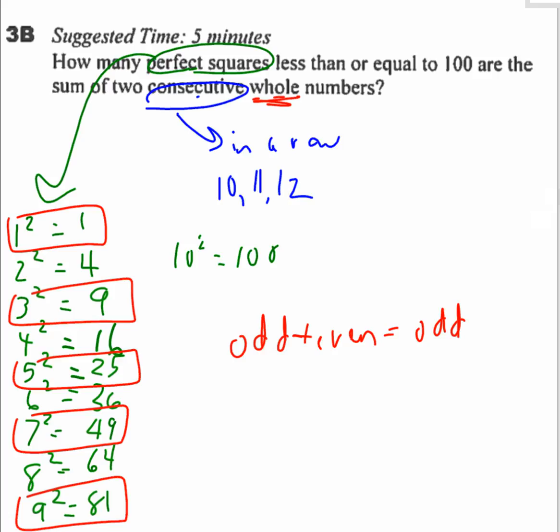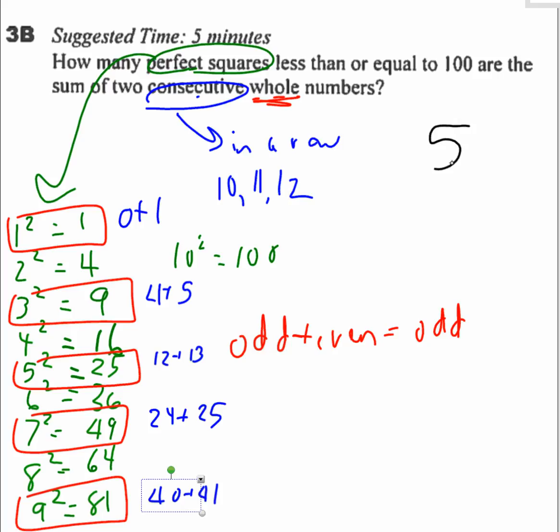Well, this one can be. It is 0 plus 1. 9 is 4 plus 5. 25 is 12 plus 13, and so on. So as you can see, I just filled them all in. All of them can be written. And so there are 5 perfect squares. That's the answer to that question.